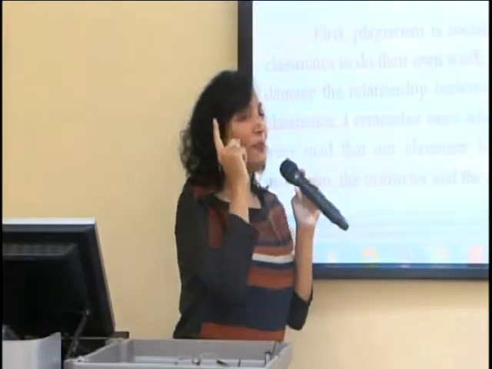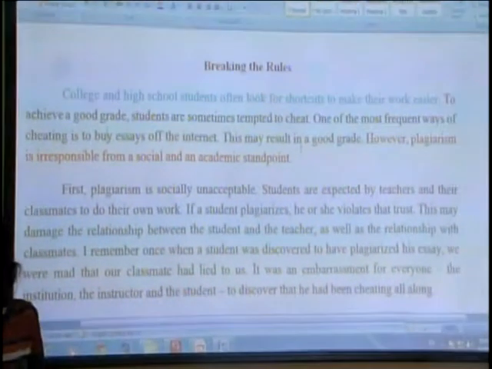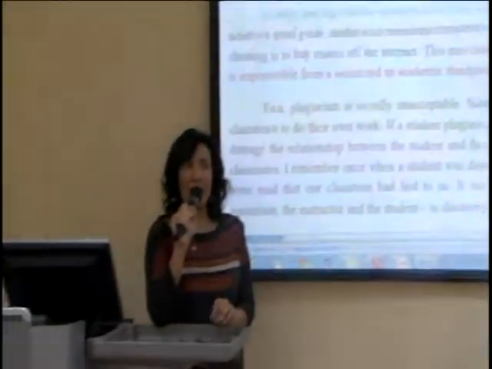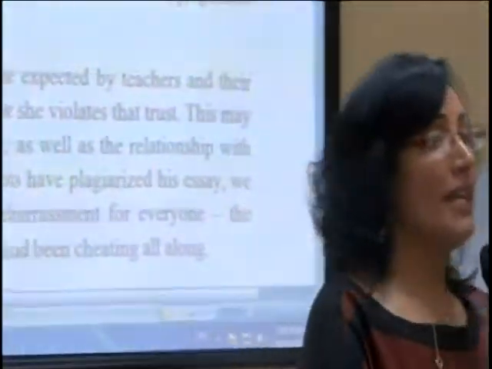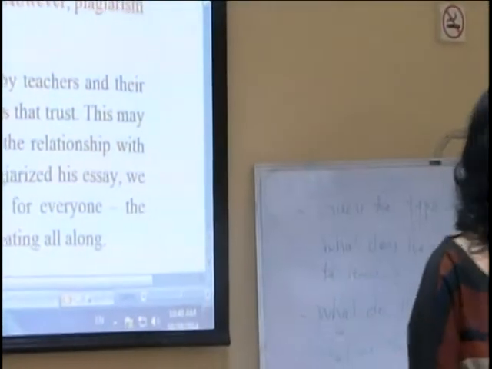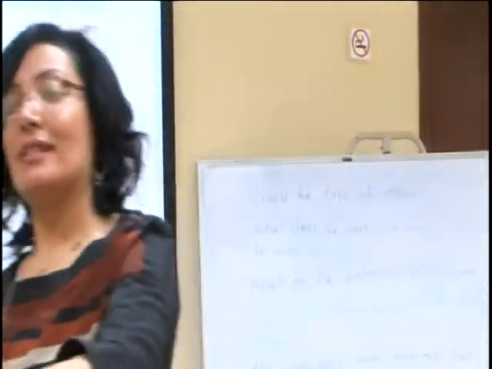What about this one? One of the most frequent ways of cheating is to buy essays on the internet. While I'm reading the body paragraphs, in the second and third body paragraphs he talked extensively about buying essays from the internet. Right? Now, how is the second background sentence related to the first background sentence? How are they related? Do they seem related? Yes or no? Can you tell us how? Defend your point of view.